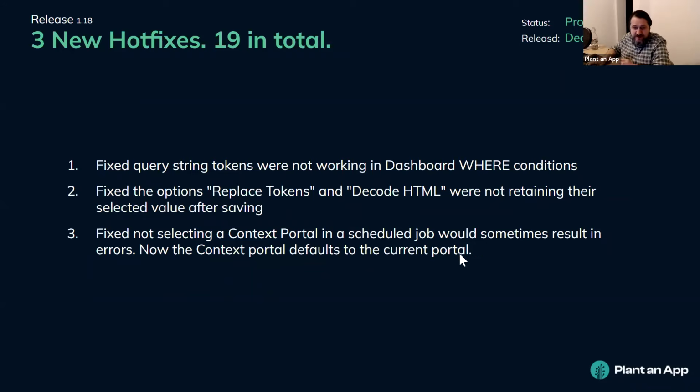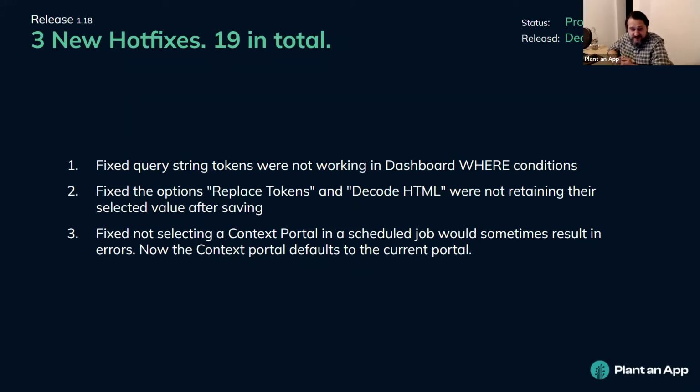And then finally, we did a change. So probably this is not so much a bug fix, because we changed the behavior of the scheduler module. So now a portal is always required for a scheduled job. We did an analysis, and we assessed that there is no risk in always running the job under a portal rather than running outside of a portal context.